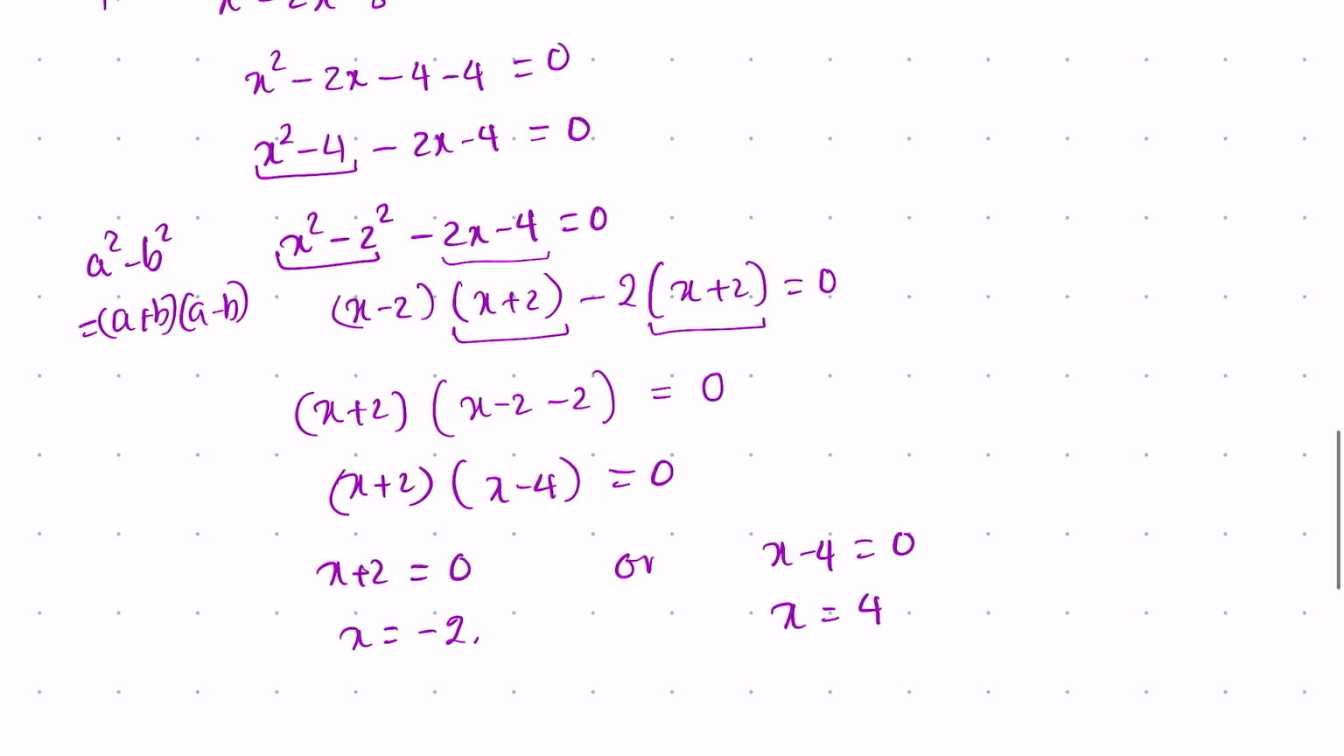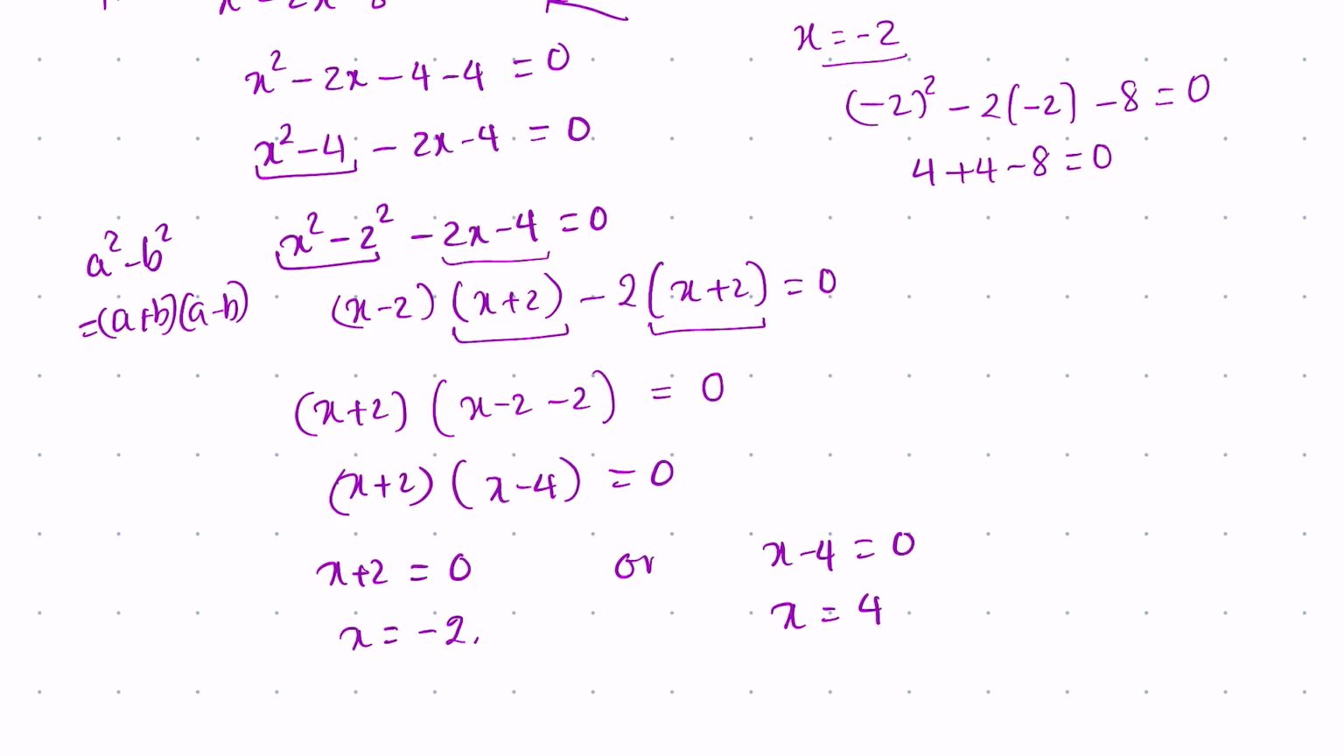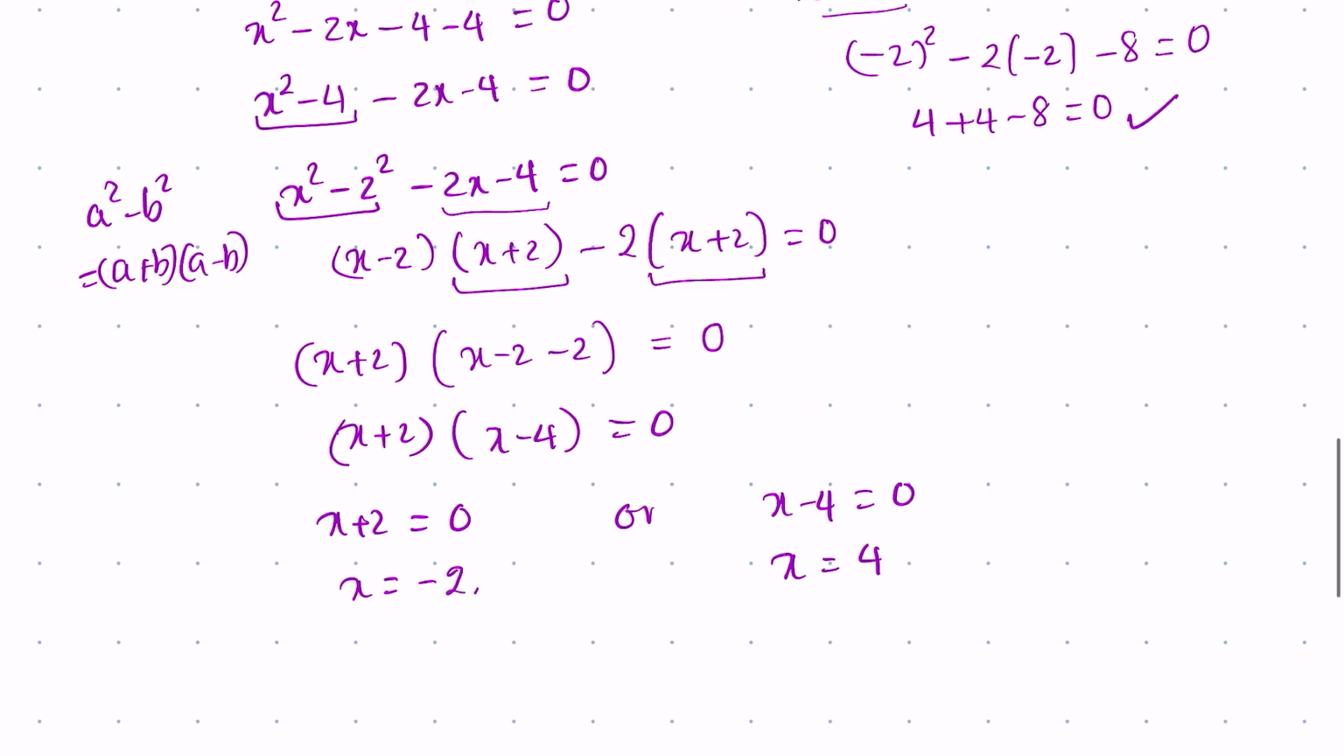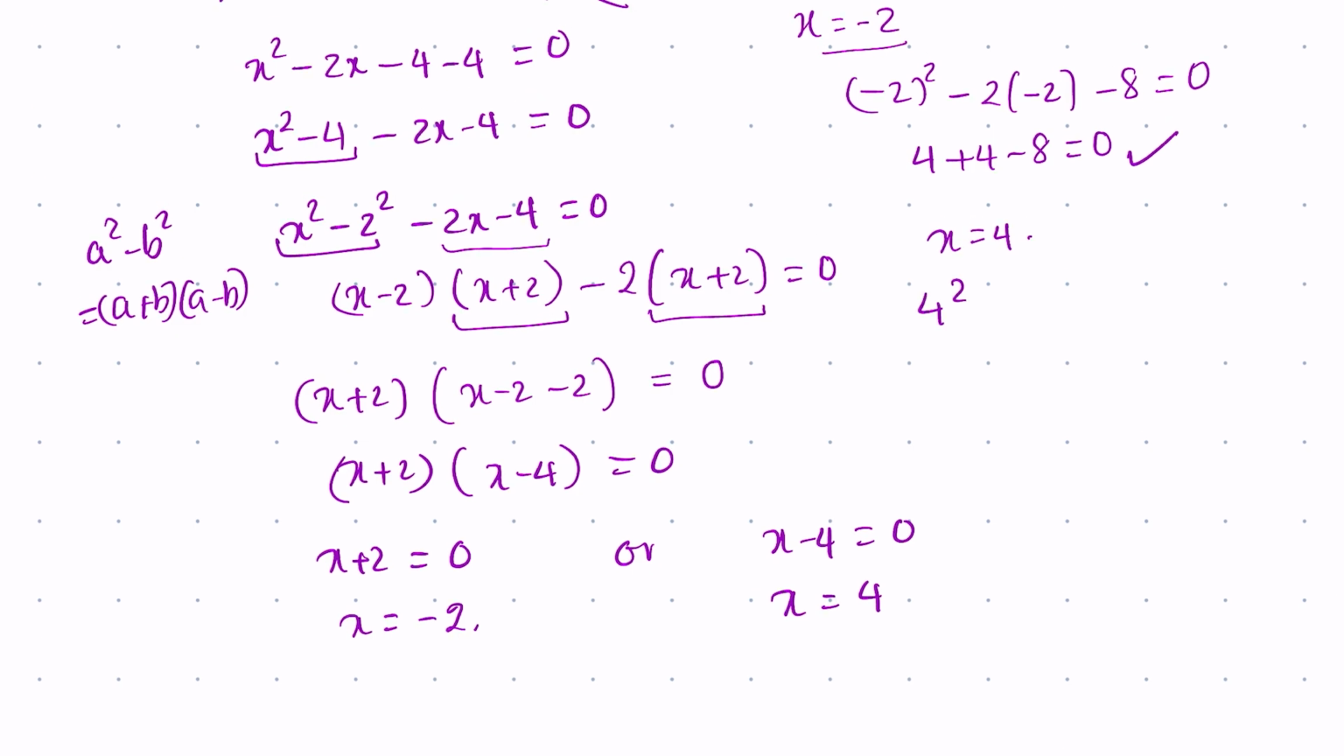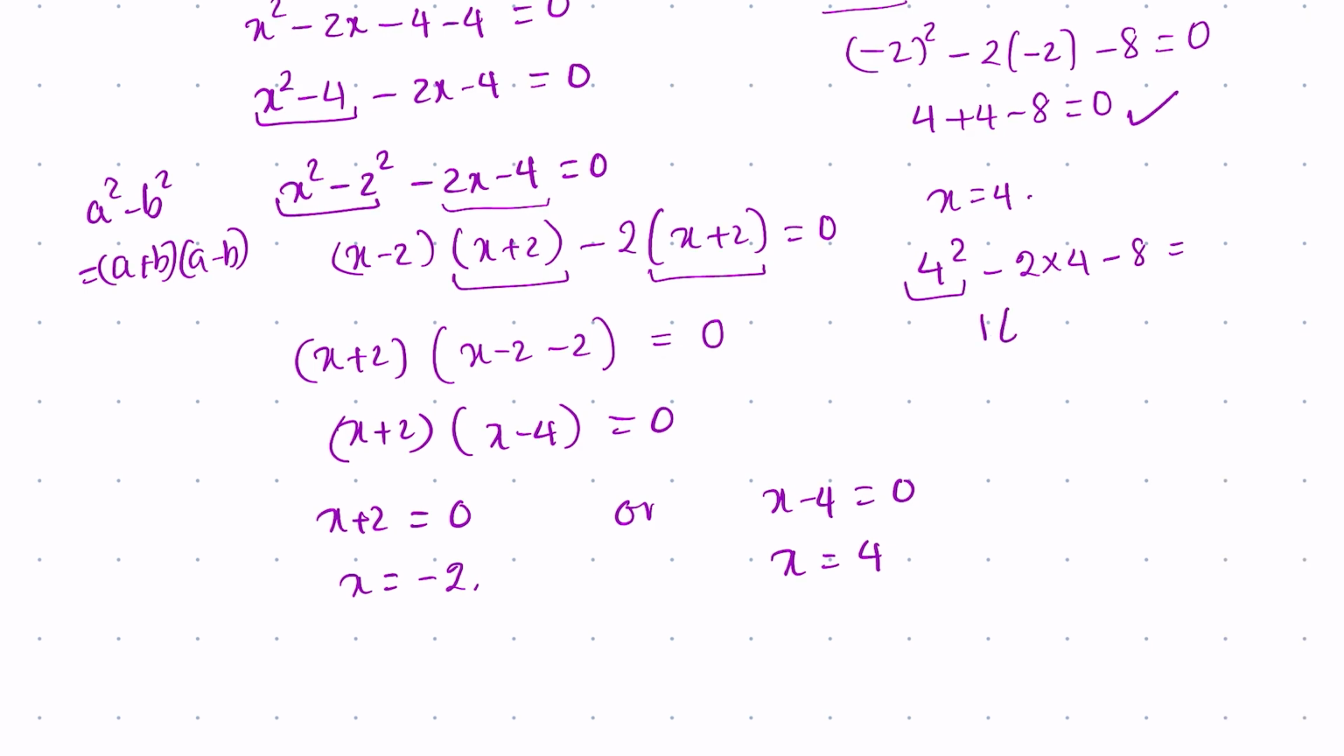So just substitute x is equal to minus 2 in this equation. We get minus 2 squared minus 2 times minus 2 minus 8 is equal to 0. So this gives us 4, minus 2 times minus 2 is plus 4, minus 8 is equal to 0. This is indeed true. We can also substitute x is equal to 4 in that equation. That gives us 4 squared minus 2 times 4 minus 8 is equal to, well, 4 squared is 16, minus 8, is equal to 0.